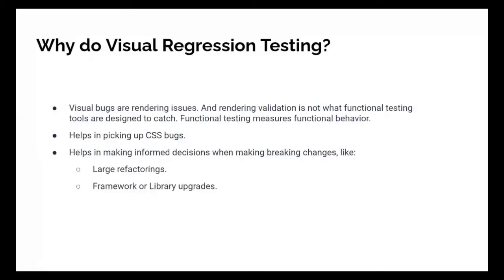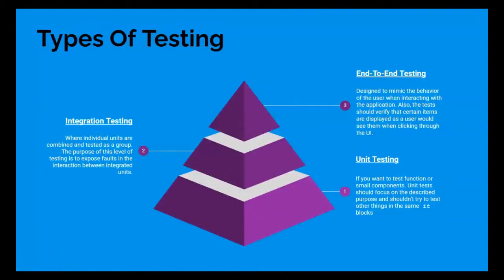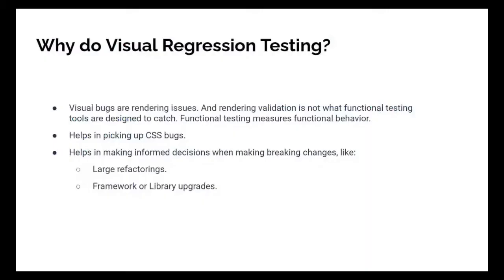Yeah, I'll begin from here. So in Ceph dashboard, we already have this whole testing pyramid that we see here. So the question is, why do we need visual regression testing? So the first thing is visual bugs are rendering issues, and rendering validation is not what functional testing tools are designed to catch. Functional testing measures functional behavior, and that's what it does.